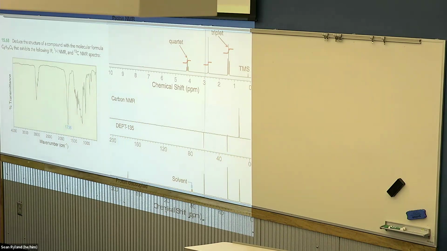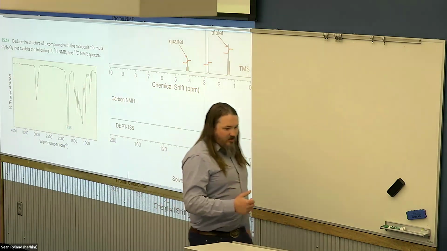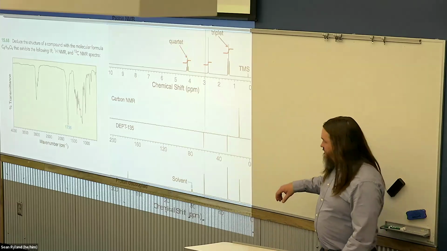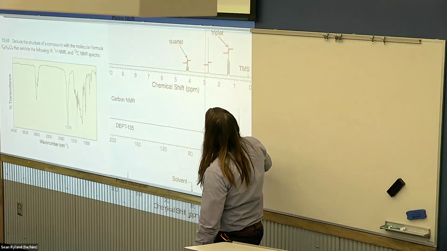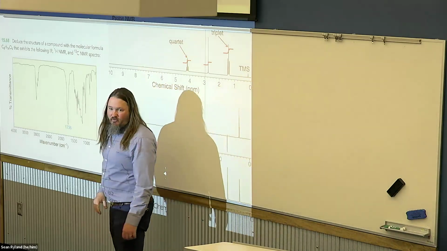Does it seem like it's going to be aromatic? No. There are enough carbons for it to be a ring structure, but there are too many hydrogens, right? So we know it's not aromatic, and we can also figure that out from the proton NMR as well. There's nothing down here in that 6.5 to 7.5 range.